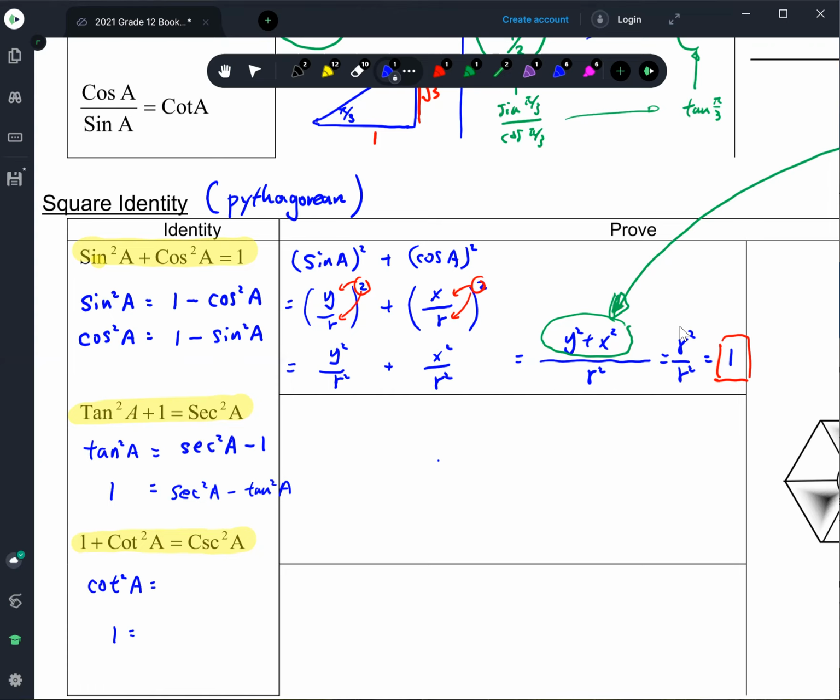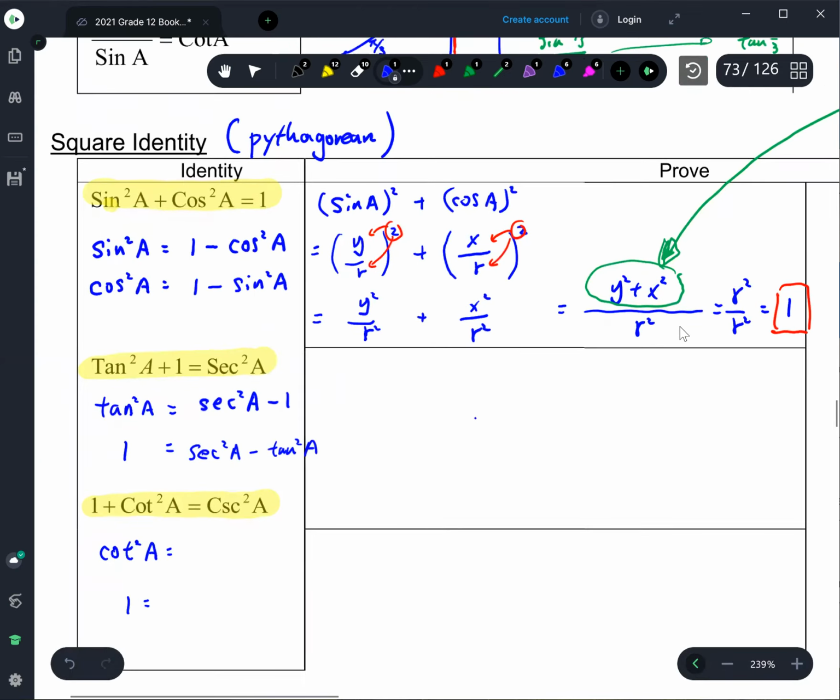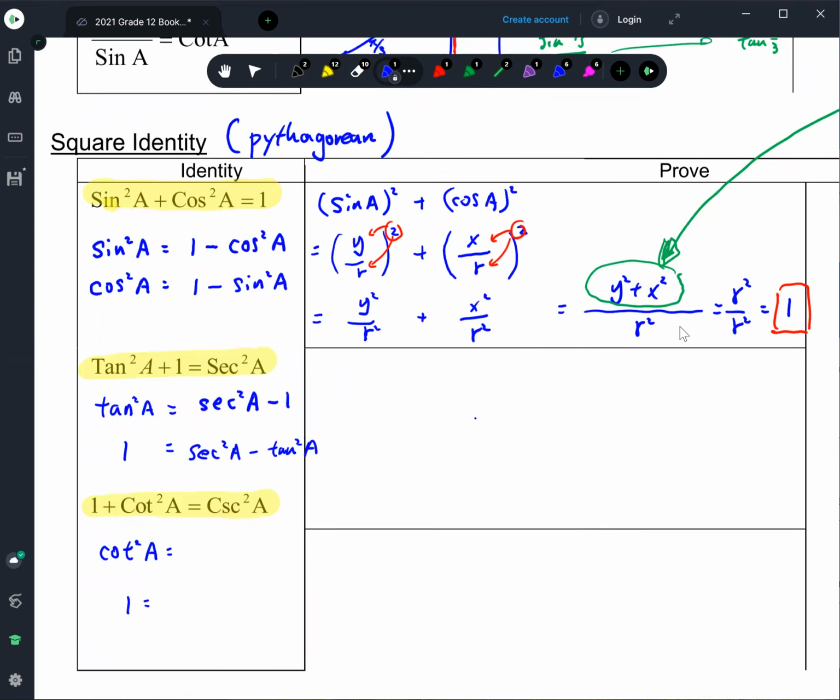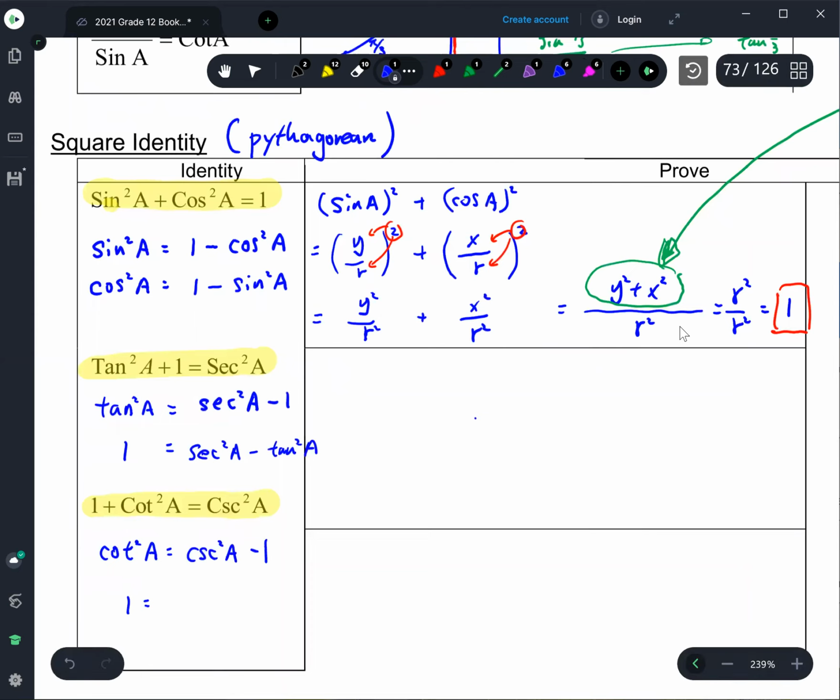Okay, Waylon, what's the identity for cotangent squared? I got cosecant squared A minus 1. Yep, very good. And Jenny, last one. Cosecant squared A minus cotangent squared A. Yep, very good.